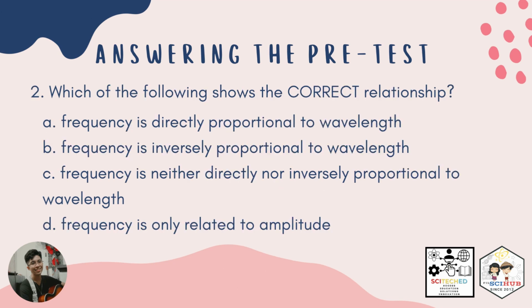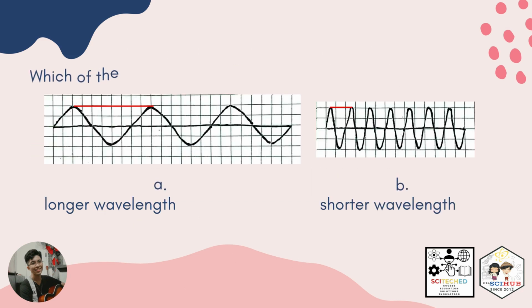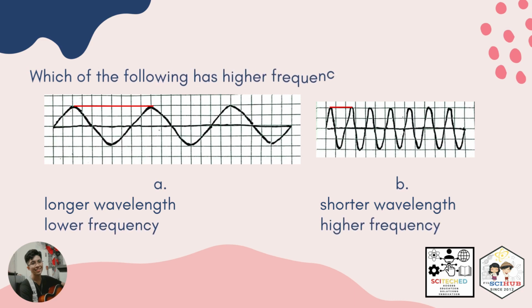Number 2, which do you think is the correct answer? It is letter B. Frequency is inversely proportional to wavelength. And we showed in our lecture that as frequency increases, the wavelength decreases, and as frequency decreases, the wavelength increases. The relationship is inversely proportional.